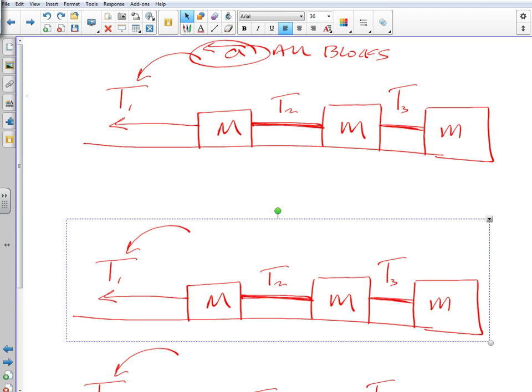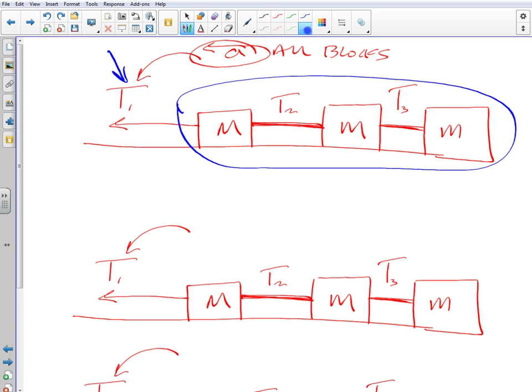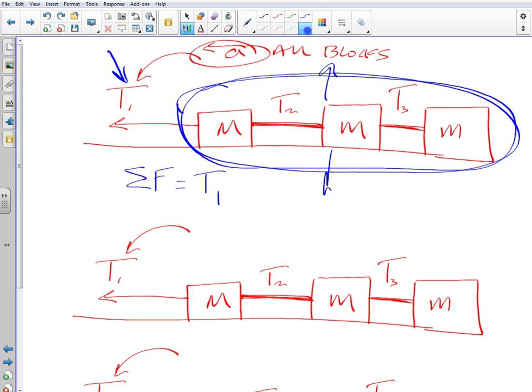So the first situation I want to look at, I'll do it in blue, is all of them as one big object. So in other words, from the perspective of this tension, if there's no friction, the net force on the entire group of them is that tension. There is no other force that matters. There is weight and normal force for the whole group, but they cancel out because we're on a horizontal surface and we're not accelerating up or down, so I'm not worried about that. We're accelerating left and right. So the net force is tension 1.